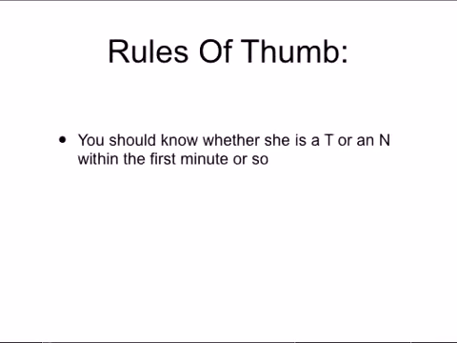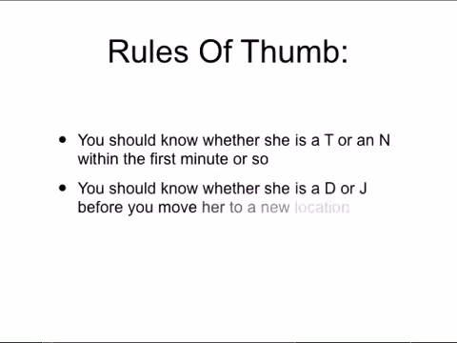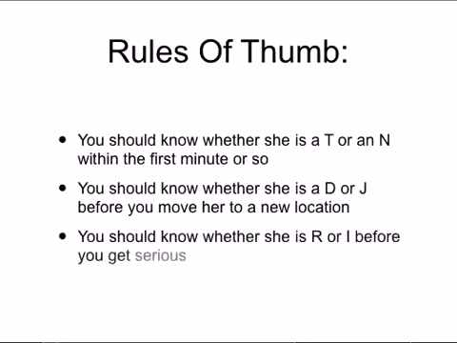Tester or investor. You need to know that in the first 30 seconds to a minute. The second thing you need to find out is if she's a denier or a justifier. You're going to need to know that before you start touching, or before you change locations, or before you plan a date with her. And then the third thing is to find out if she's a realist or idealist. And that's going to determine how you position yourself.